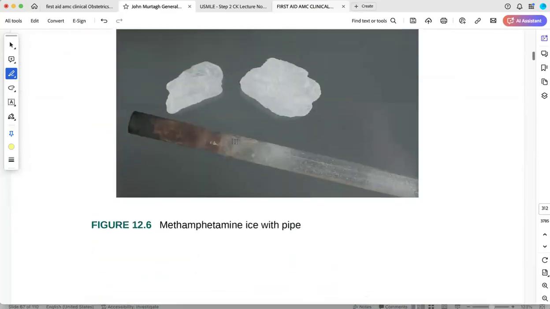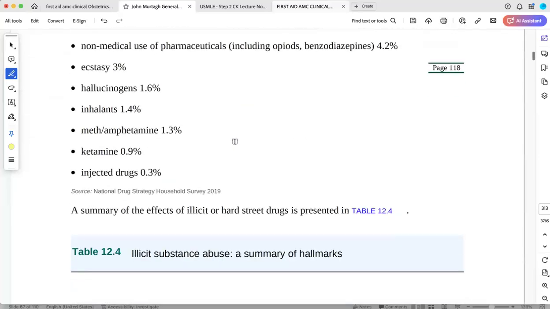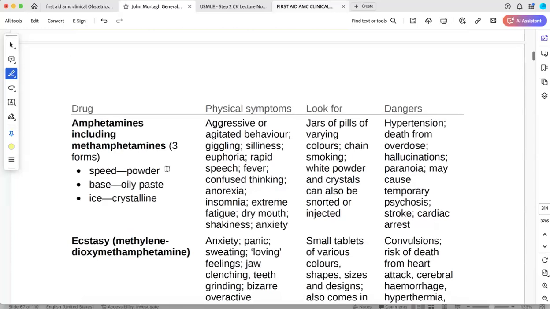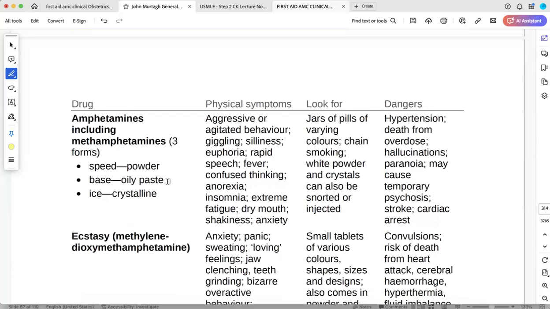From the other substance abuse disorders, this is the table that you really need to go through. This table has a combination of all the illicit drugs. The questions that come in the exam usually give you a patient who has some of the symptoms of intoxication or substance abuse, and they can ask you what is the most likely substance this patient is using. That's one type of question.